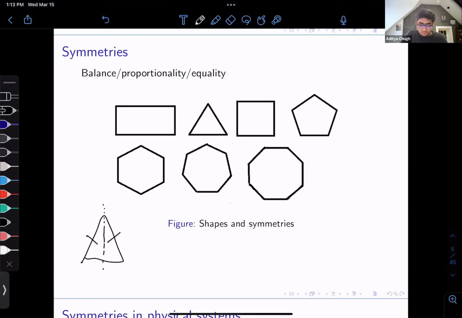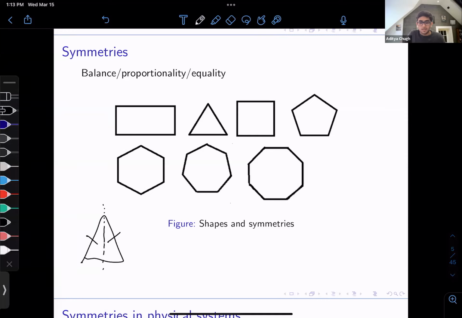Actually, not rotating or not reflecting is also a symmetry. I guess the first time you see it, it's kind of bizarre, but not doing anything, just the shape, the identity, would also be a symmetry.